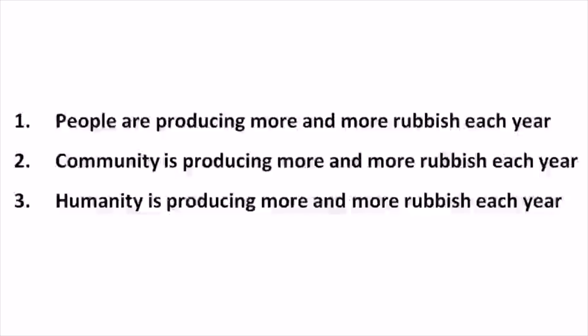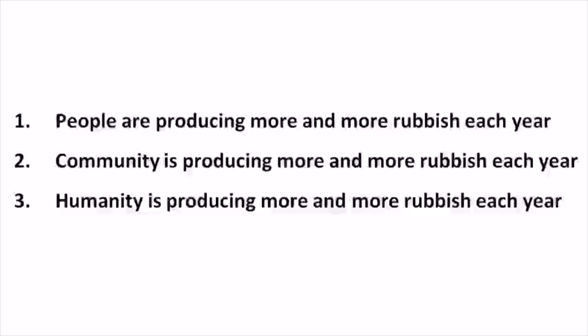Look at these examples where different words have been used instead of society. One of them is incorrect, we can't use it, and one of them is the best one for our essay. Can you decide which is incorrect and which is the best? People are producing more and more rubbish each year. Community is producing more and more rubbish each year. Humanity is producing more and more rubbish each year.